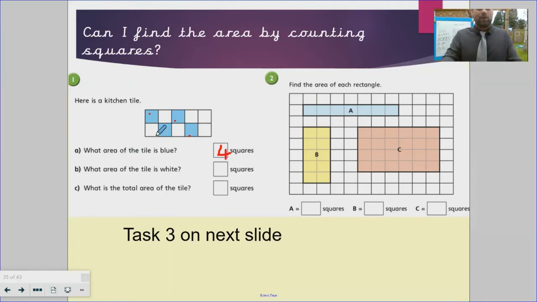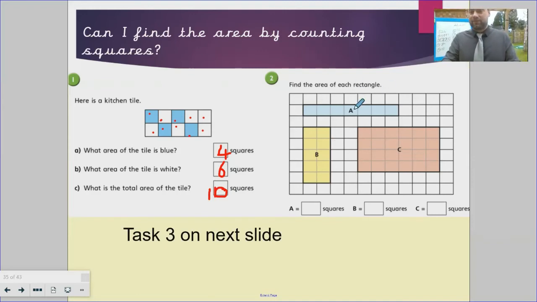What area of the tile is white? Let's count. 1, 2, 3, 4, 5, 6. And then the total area of the square, 6 plus 4 is 10. So well done if you got them correct. Now let's go over to these questions here.